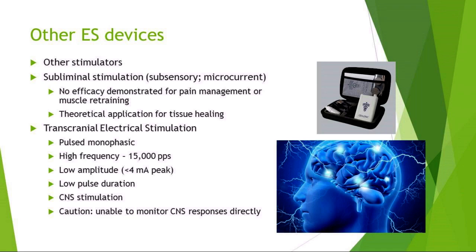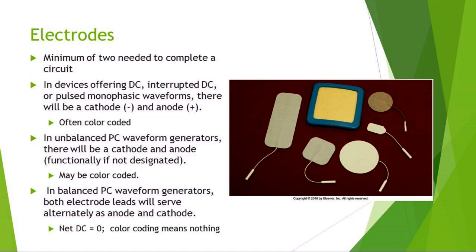Transcranial electrical stim is not generally done in PT. It's a pulsed monophasic at a high frequency with a low amplitude. It's used for central nervous system stimulation, but you cannot monitor central nervous system responses directly. So you'll see research out there for different uses for transcranial electrical stim, but we do not do it in PT, but you'll see stuff in the literature out there.